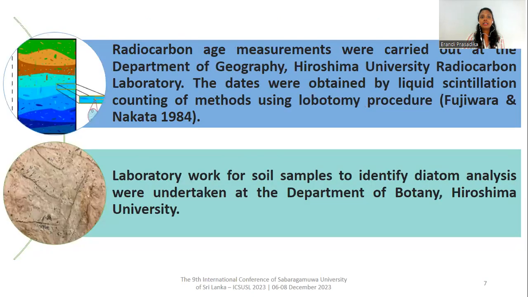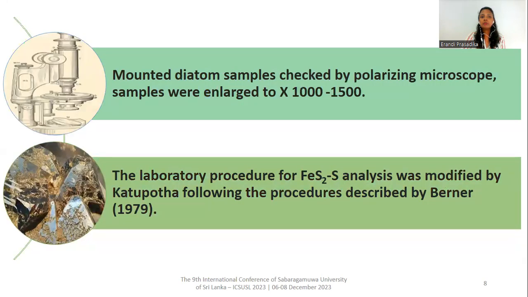As well, the radiocarbon age measurements were carried out at the Department of Geography, Hiroshima University. Also, the laboratory work for soil samples was carried out at the Department of Botany, Hiroshima University. The mounted diatom samples were checked by polarizing microscope. Also, the laboratory procedure for pyrite analysis was modified by Professor Katupotha following the procedures described by Berner, 1979.